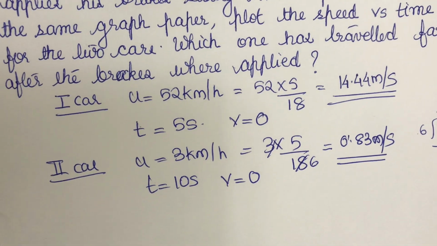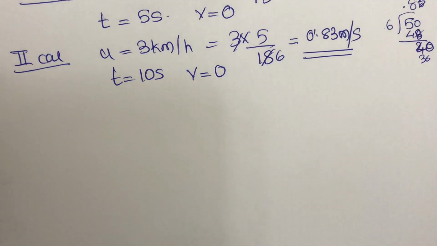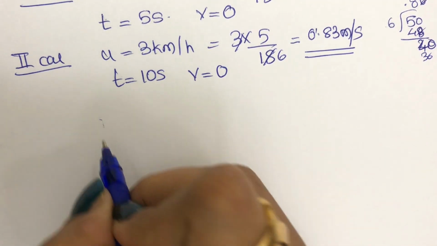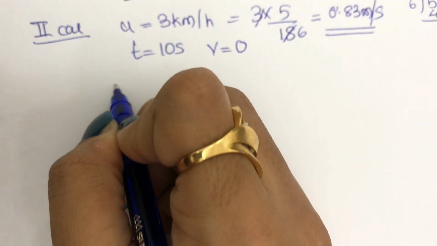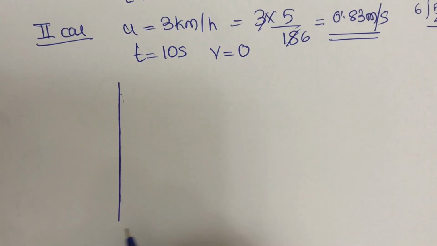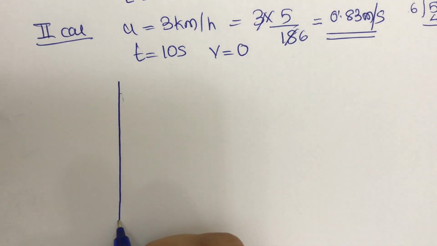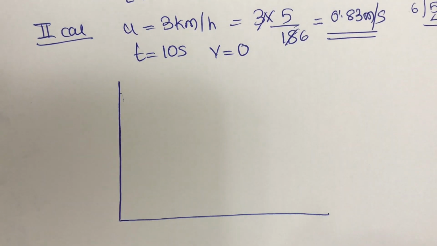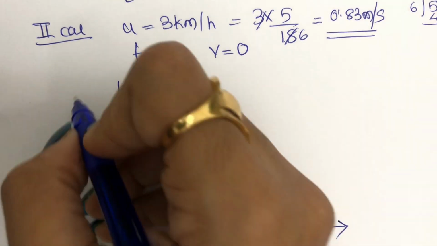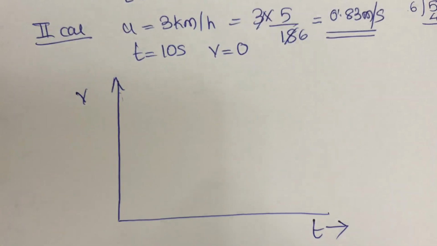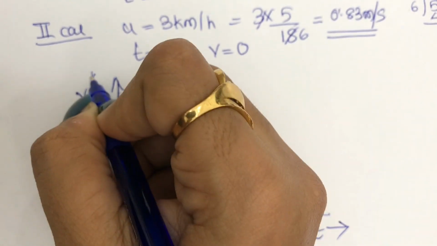Now we have to plot this. I'm just showing it roughly. You have to plot in the graph, graph paper. Both the cars we have to plot in one graph. So this will be our time. We have to plot it in the velocity-time v-t graph. Velocity will be here.